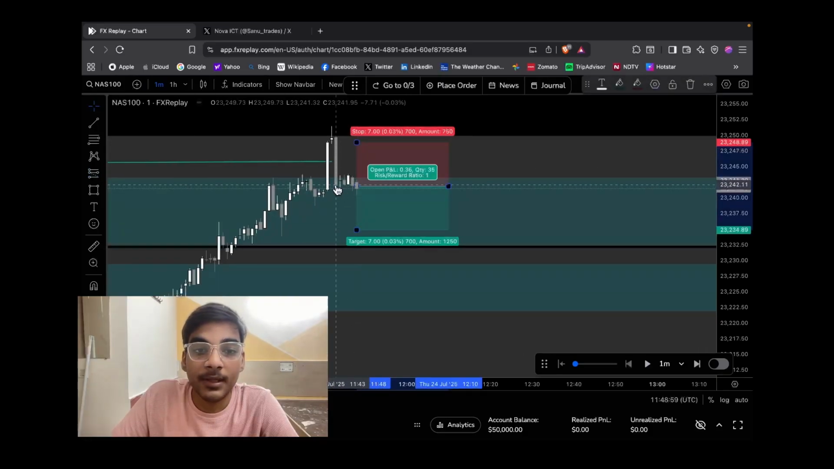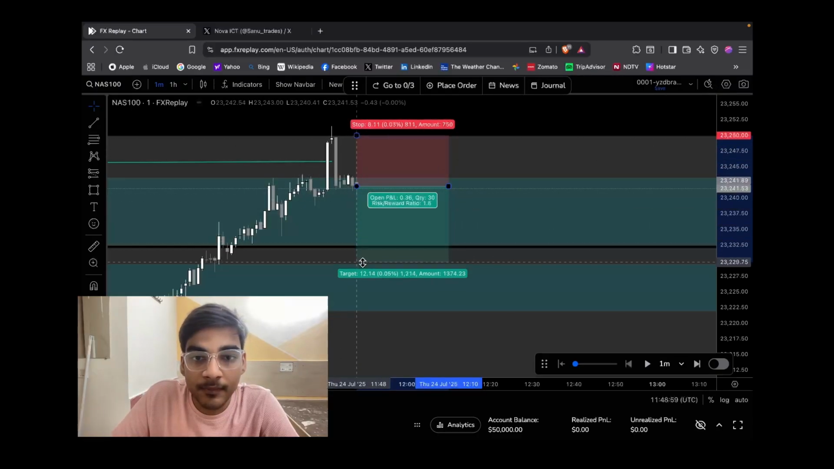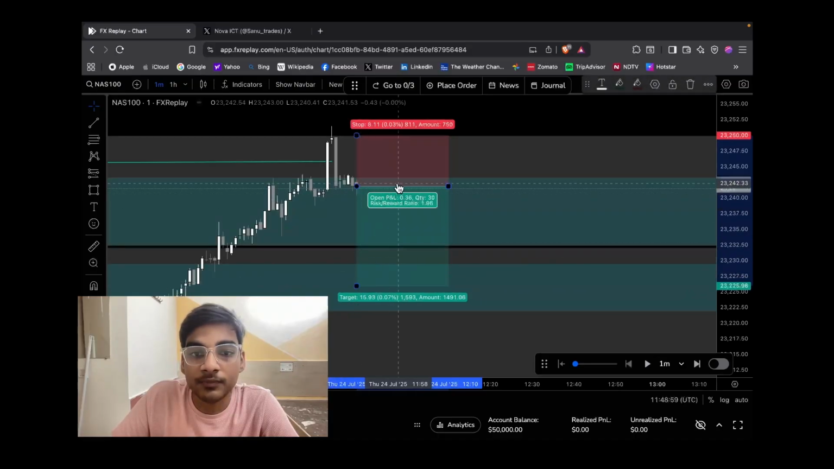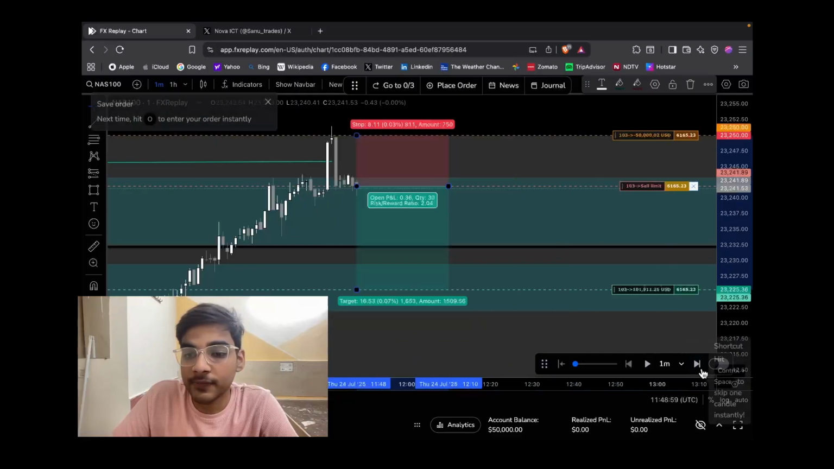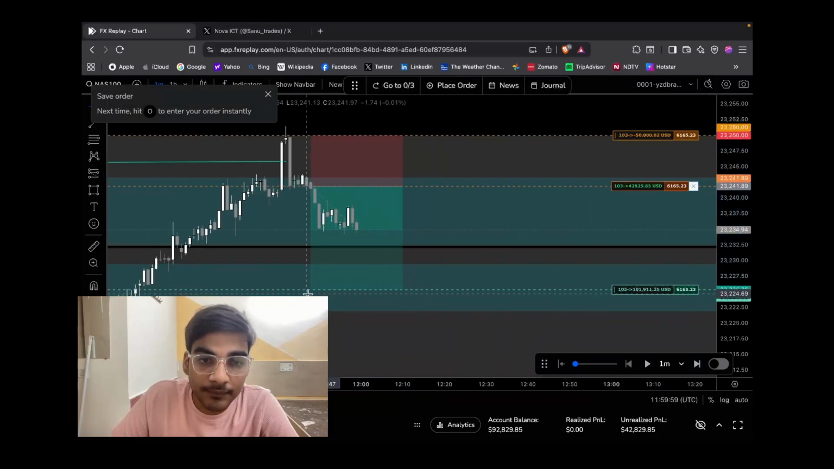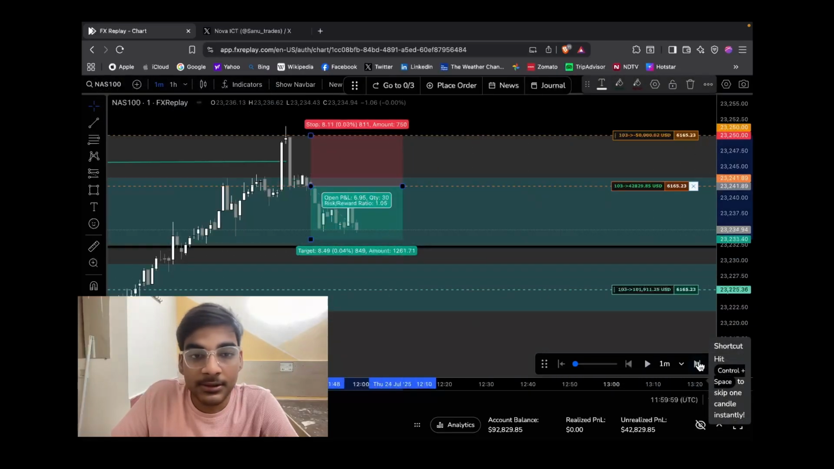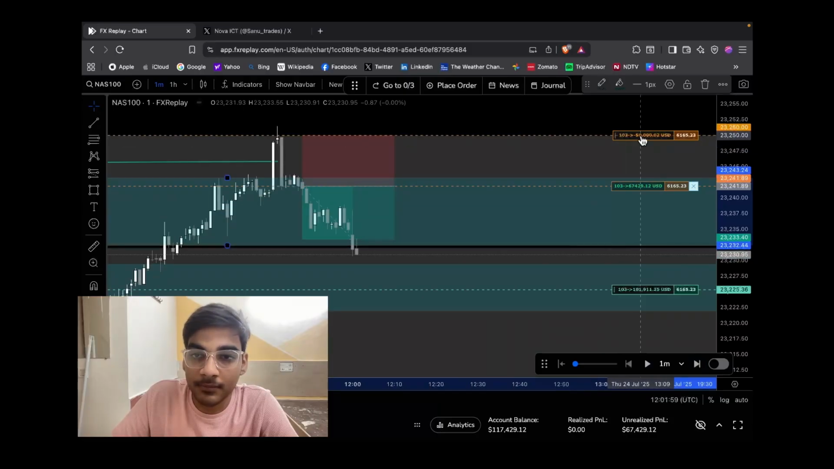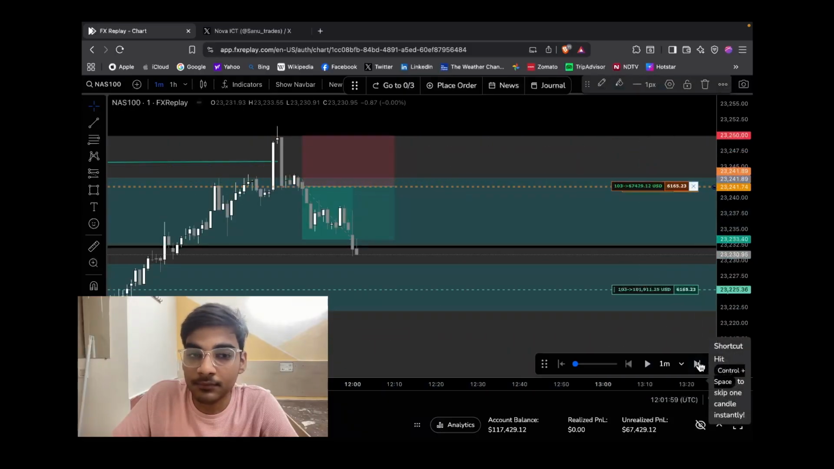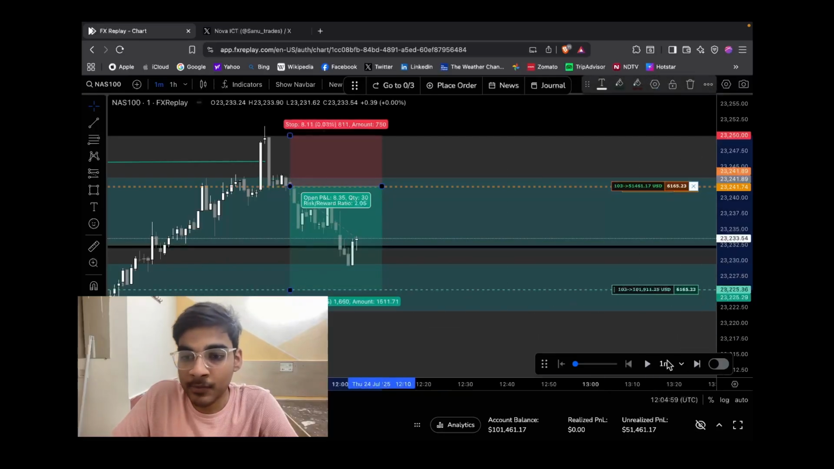So it already tested this fair value gap, so I am placing a direct market order here at 1:2. Place order, save. Once the price goes to 1 hour, I will shift my stop loss to break even. Now let's see if it hits TP or break even.